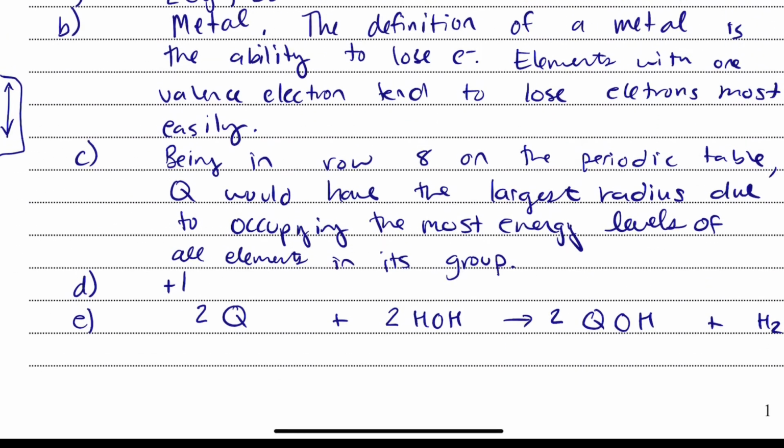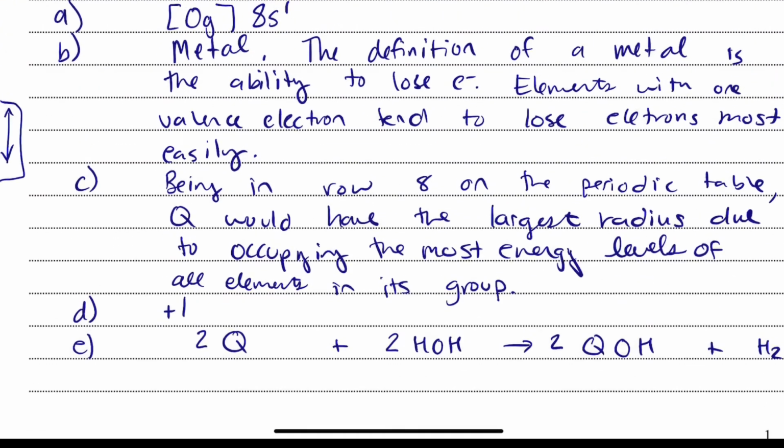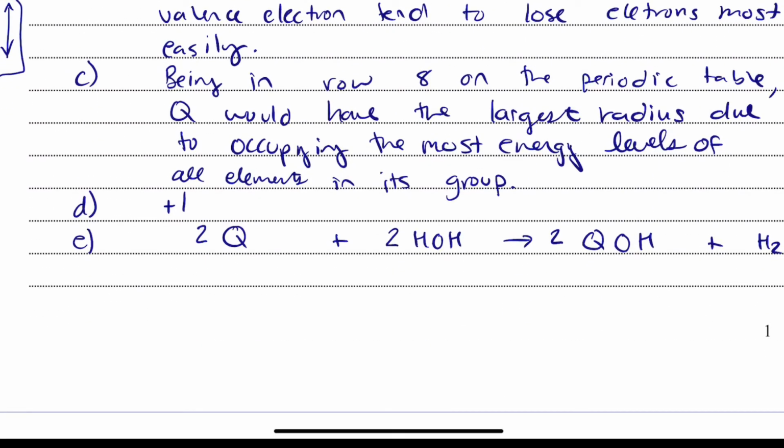Okay, and then in part F it says, assume that Q reacts to form a carbonate compound. Write the formula of the compound formed between Q and the carbonate ion CO3 2-. So remember, Q is going to be +1, so we're going to need 2 Q's to neutralize a carbonate. So on F part 1, we're going to get Q2CO3.